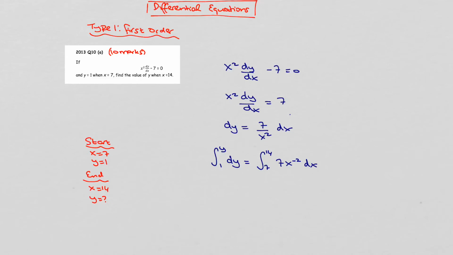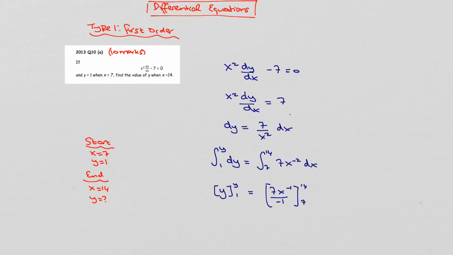So if I integrate the left with respect to y, well, if I integrate dy with respect to y, I get y. In other words, I'm integrating 1 with respect to y. And then we have our upper limit and our lower limit. And then if I integrate 7x to the power of minus 2, well, I add 1 to the power, which is x to the minus 1, and I divide by my new power. And my upper limit is 14 and my lower limit is 7.